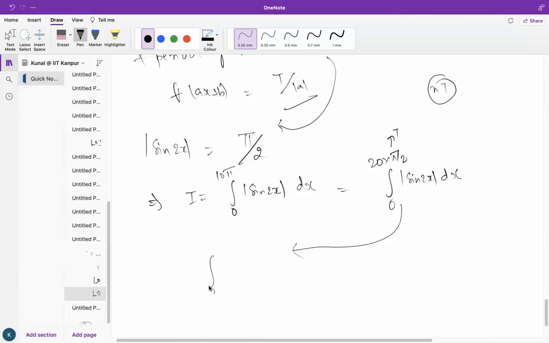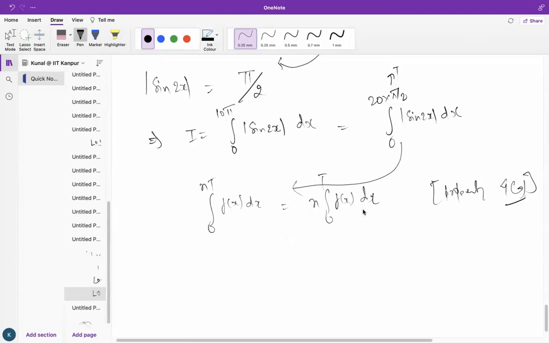So this is an integrand of the form 0 to nT f(x) dx. So we know that its integration is n times the integral from 0 to T of f(x) dx. This is nothing but property 4a, so we are applying property 4a here. And so we are getting 20 times the integral from 0 to π/2 of |sin 2x| dx.